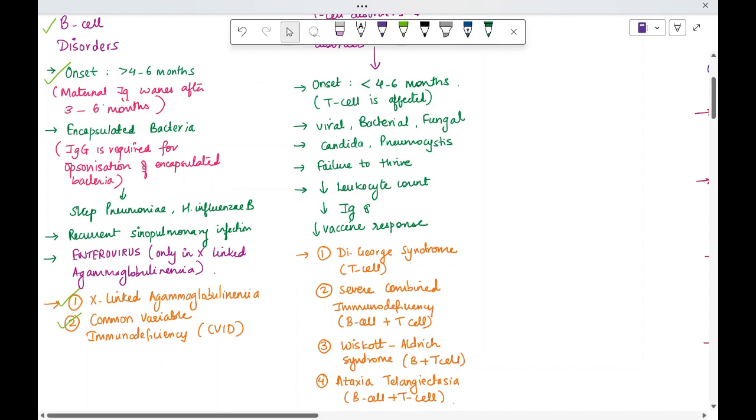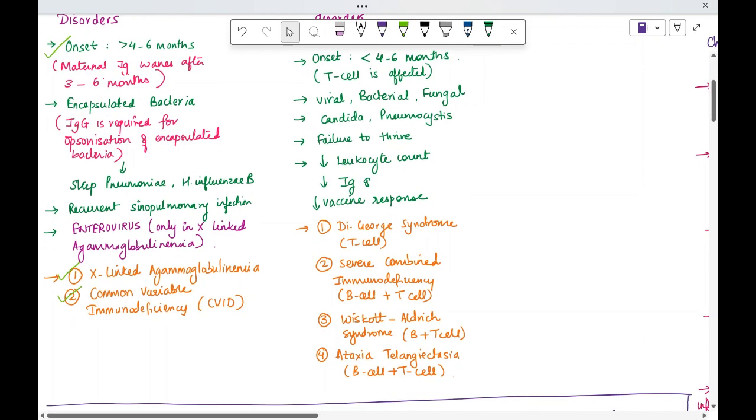Okay, now the second thing is that in this isolated B cell disorder, which infection, which cell we need for which infection, this basic knowledge we need to have to identify that if this particular infection is occurring and others are not occurring, that means it is the isolated B cell disorder. Usually viral infections, most of the bacterial infections, fungal infections, opportunistic infections like candida, pneumocystis, these infections usually require T cell immunity, that is cellular immunity. So if it's an isolated B cell disorder, these infections would not occur.